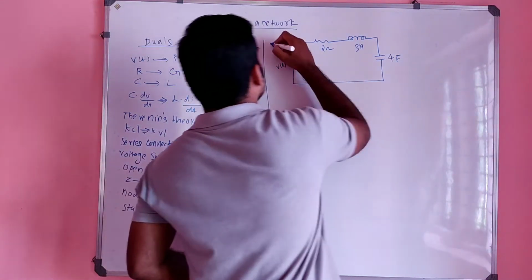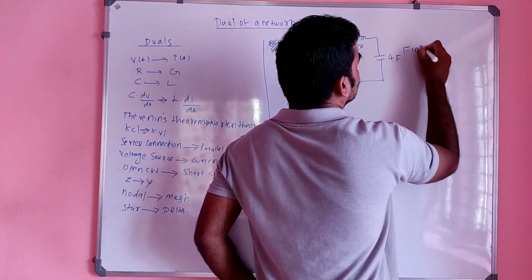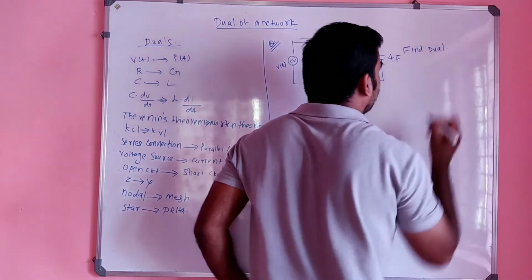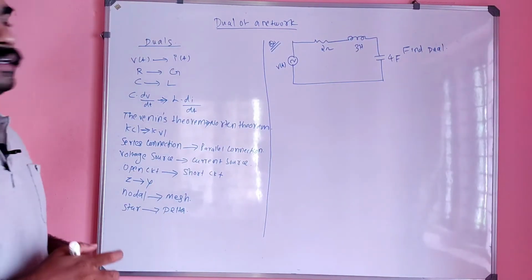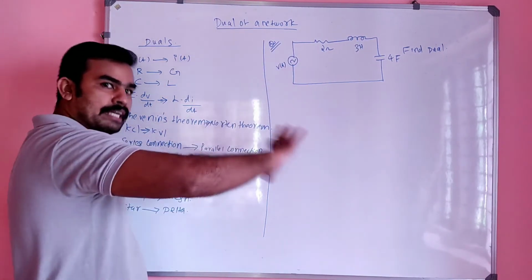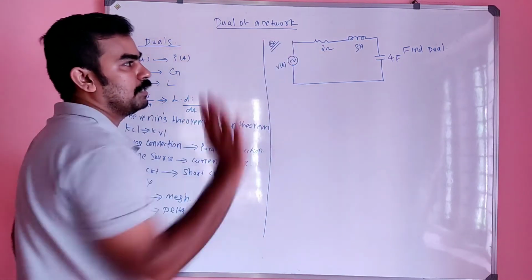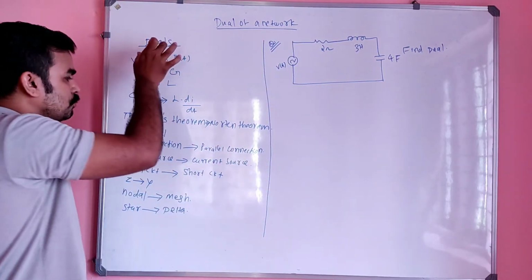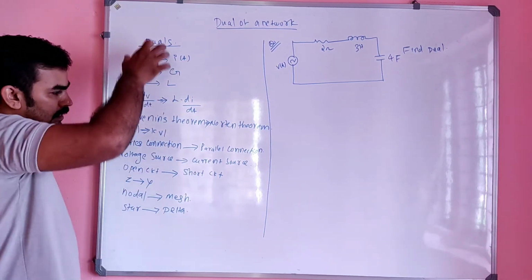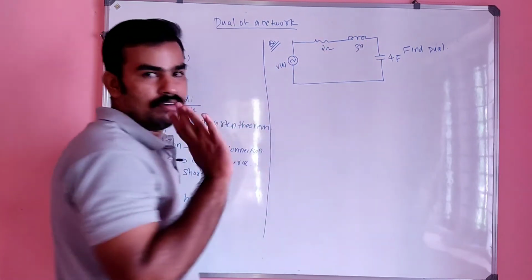So this is the question: find dual. That means this is a simple question. In your options there may be some circuits; you have to pick the one circuit which is exactly the dual of this circuit. So you have to use this table or this concept in order to convert it into dual.